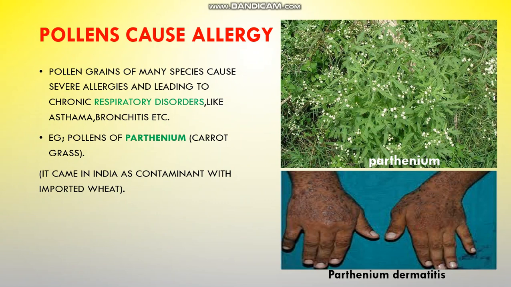Now, the significance of pollen grains. Pollens of many plant species are harmful. They cause allergy. They lead to chronic respiratory disorders like asthma and bronchitis. One example of a plant whose pollen causes allergy is Parthenium or carrot grass. This came to India as a contaminant with imported wheat. This is Parthenium, and you can see this is the Parthenium dermatitis caused by the pollen grains of carrot grass.